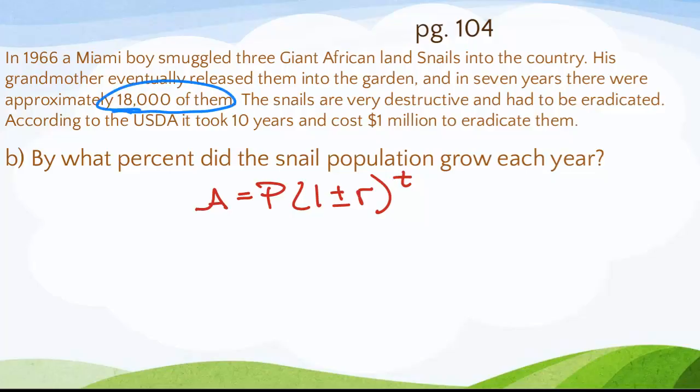18. Yes. So we're talking about 18,000. That is the amount that we ended up with. How many did we start with again? How many? 3.